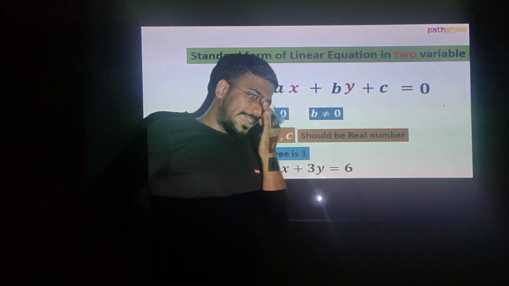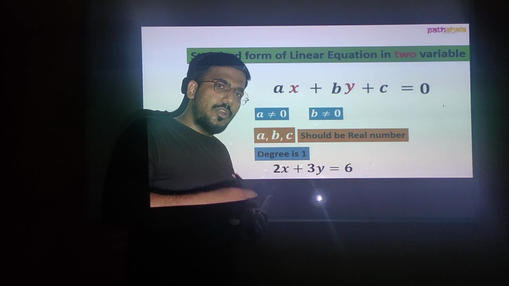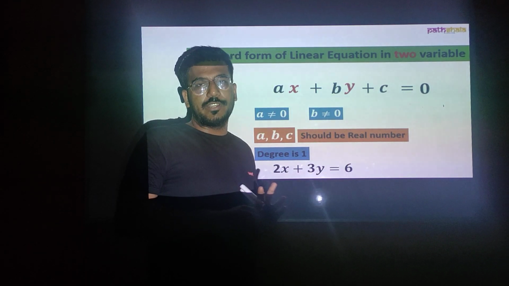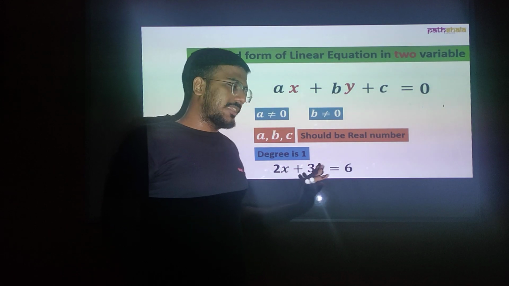Sir, over here right side is 0 and in left side we have 3 terms. Now children, what I said just now, for solving any equation, we just shift constant term on right side. This 6 was constant term. So we have directly written that on right side. So we get an equation 2x + 3y = 6.